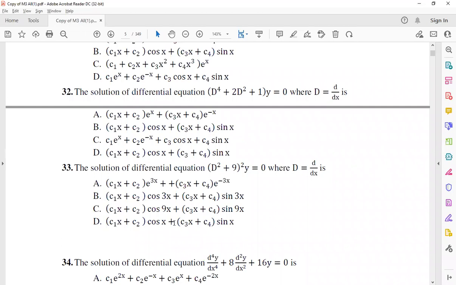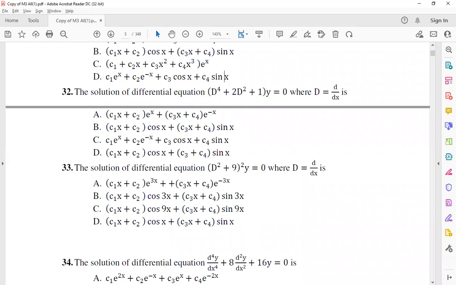This sheet I have already shared with you in your study material. Have you gone through that before? Have you tried? Any one of you? No, it is there. Now you can try at least. Chalo, the question: D raised to 4 plus 2D square plus 1. How do we solve that?